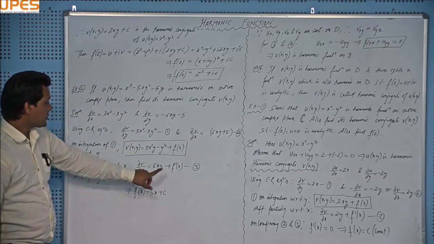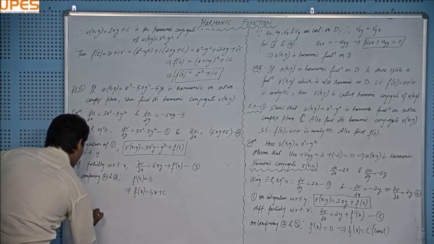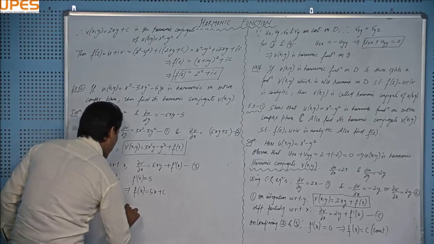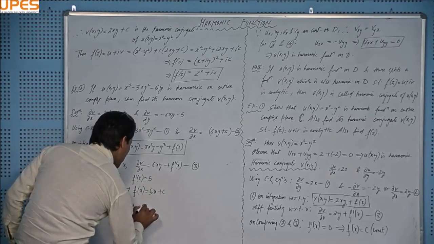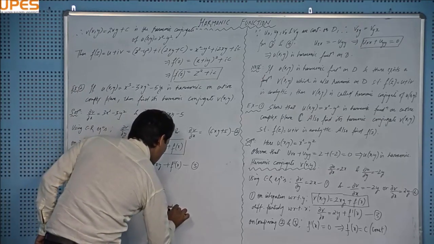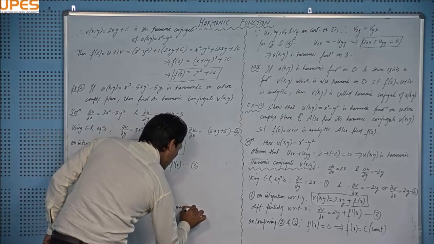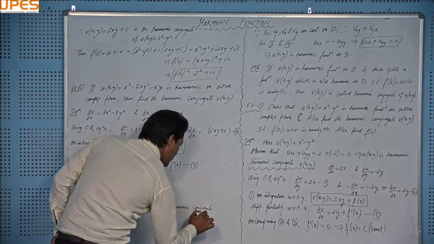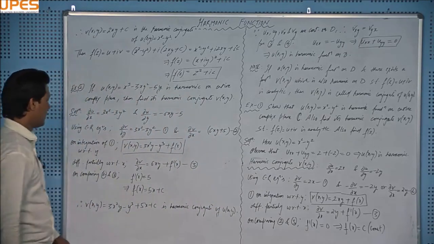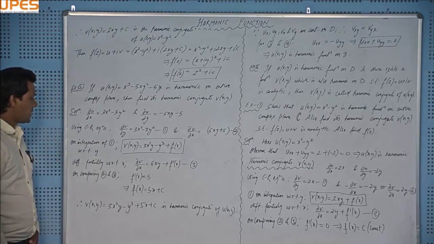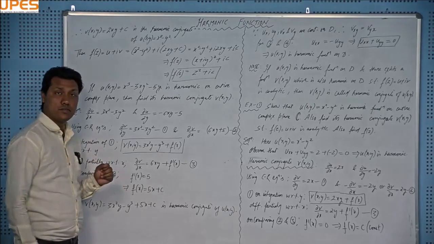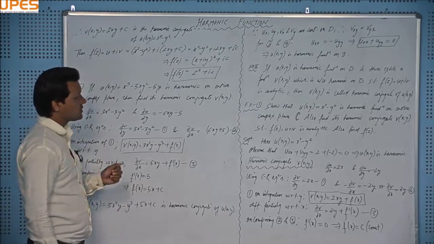Then I will put this f x here in my v. Therefore, v x y is equal to 3x square y minus y cube plus 5x plus c, right, is harmonic conjugate of u, given u, that is given in question, right? Okay, and as I said earlier that we have one more method to find this v, and I will show that method as an alternate method.